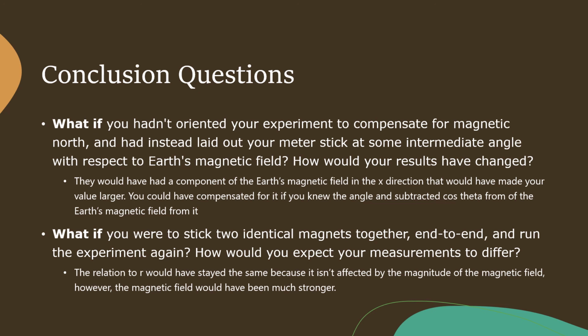What if you were to stick two identical magnets together end to end and run the experiment? How would I expect the measurements to be different? The relation to r would have stayed the same because it isn't affected by the magnitude of the magnetic field. However, the magnetic field would have been much stronger, or the magnitude would have been larger.